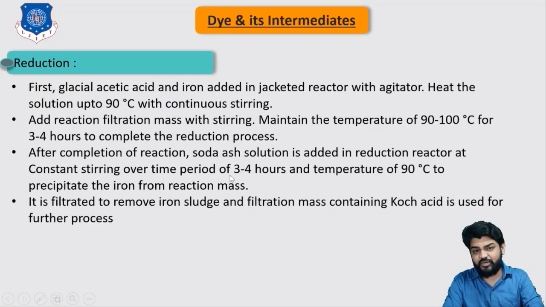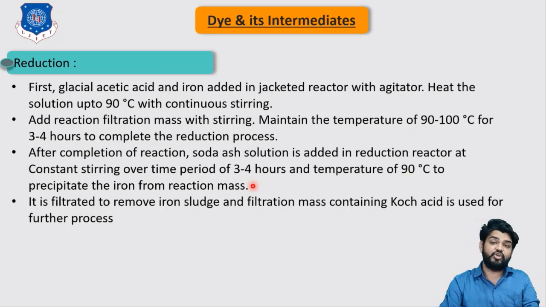Now, after this filtration unit, the reduction step comes into the picture, in which we add acetic acid and iron first. This iron acts as the catalyst, and inside it we add our filtered mass in order to reduce the nitro group, that is the NO2 group, into the amine group, NH2. This reaction mass continues to be stirred, and we have to maintain a temperature of 90 to 100 degrees Celsius for 3 to 4 hours for complete reduction. After the completion of the reaction, we maintain the 90 to 100 degrees Celsius temperature for 3 to 4 hours. Then we have to filter our reaction mass and remove the sludge, or we can say iron sludge.